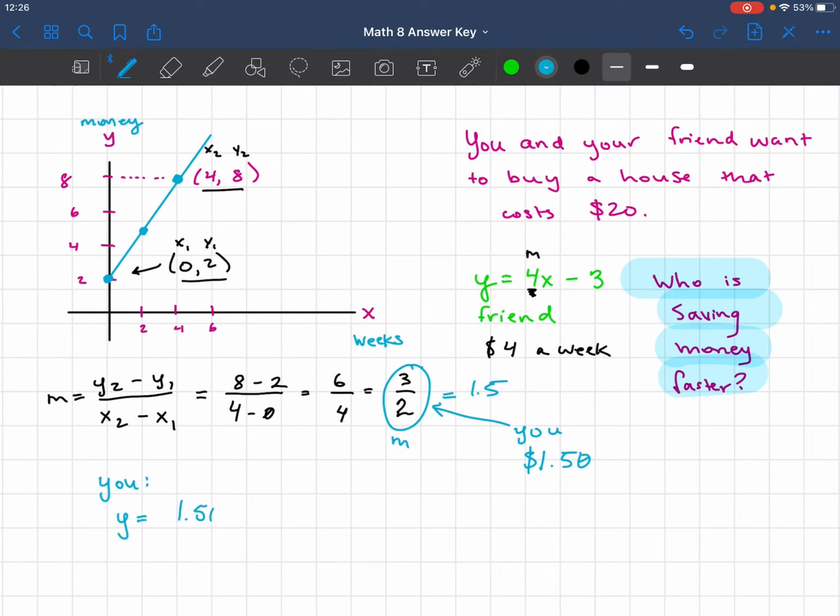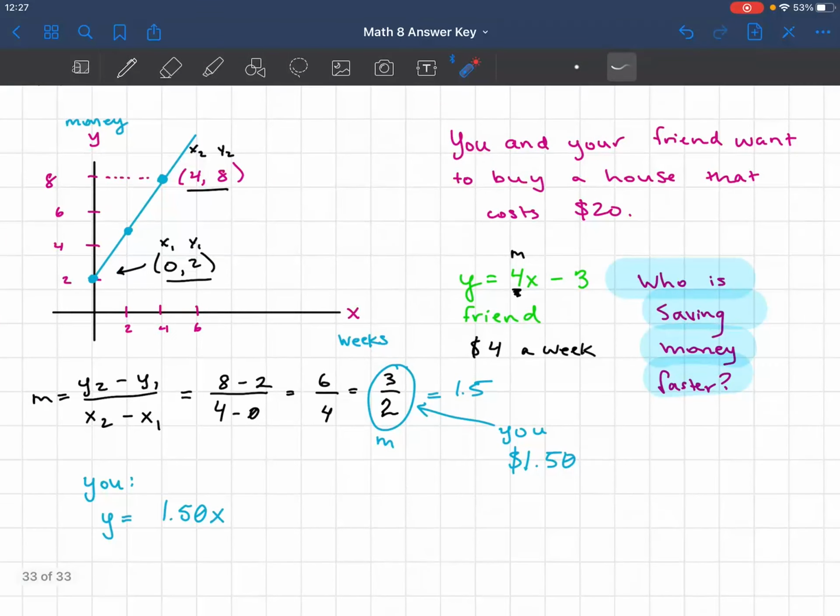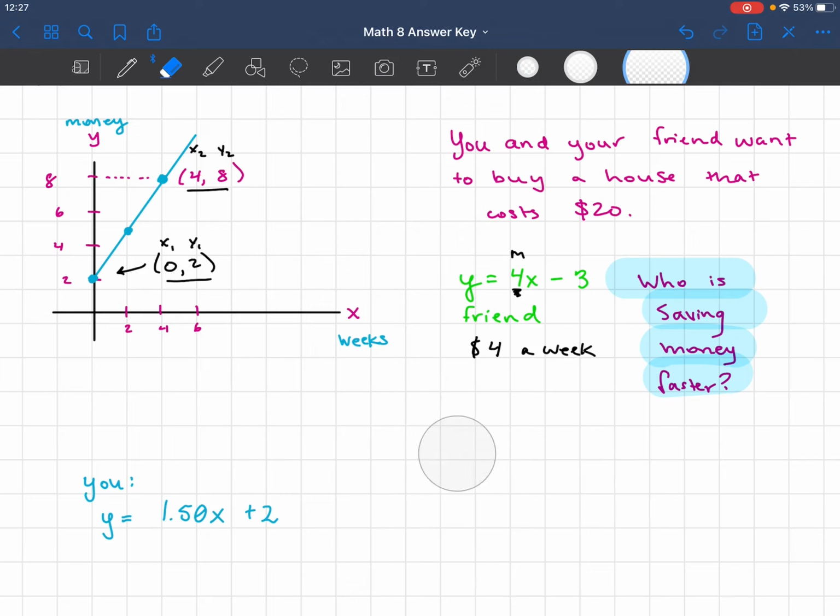You know that your slope is $1.50. So for you, your equation will be y is equal to 1.5 times the input. Now we have to find our starting value in order to put in our plus b. If we look up here, our starting value, the y-intercept where the blue graph crosses the y-axis, is 2. So plus b is just plus 2. So there's the equation for you. Now, let's go ahead and get rid of all of this so we can answer our second question.